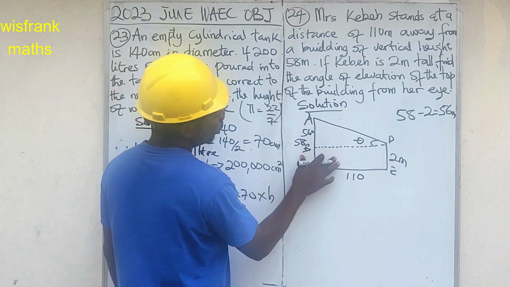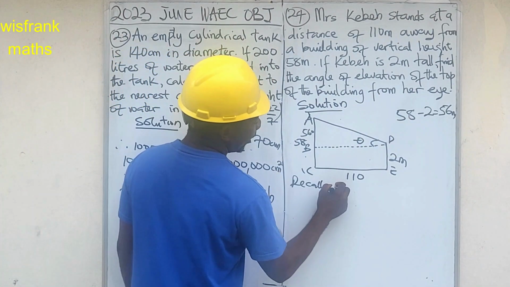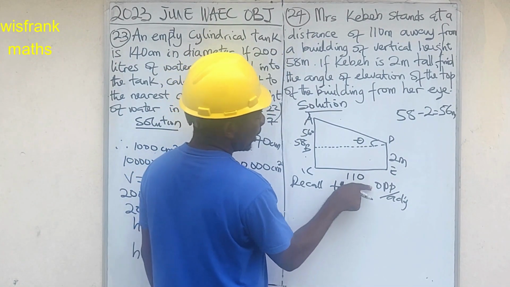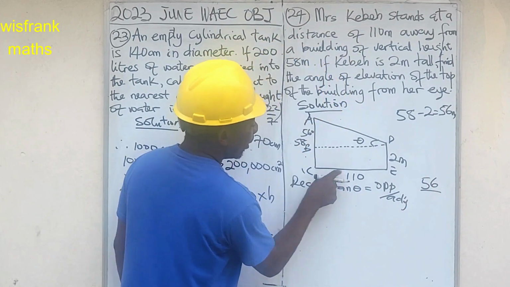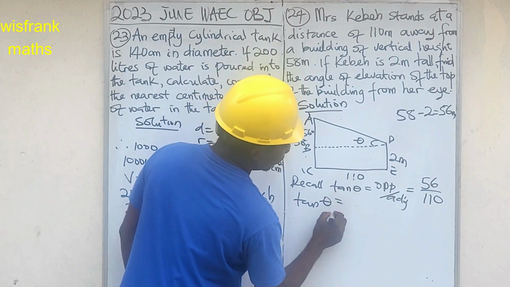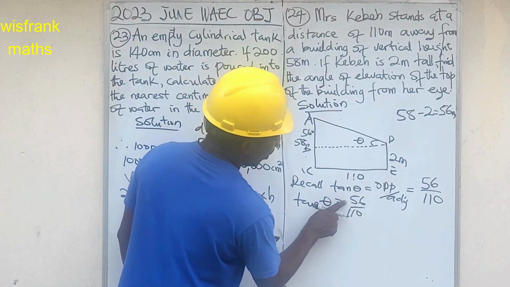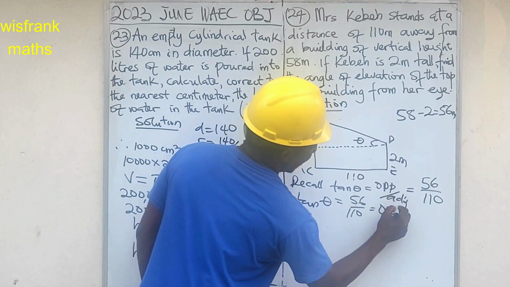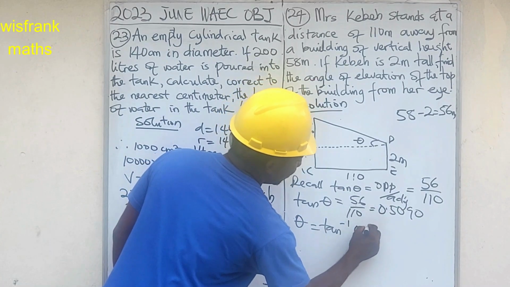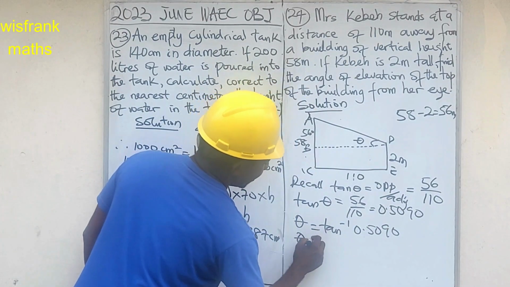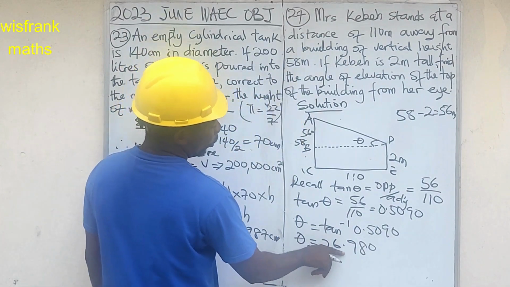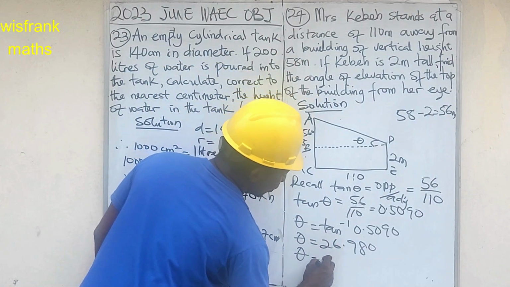Now, this is a trigonometric ratio problem, and we are going to recall that tan theta equals opposite over adjacent. So in this case, our opposite is 56 and our adjacent is 110. So here we have tan theta equals 56 over 110. When we divide this, it's going to give us 0.5090. So we have theta equals tan inverse of 0.5090. When we punch this, theta is going to be 26.98. So when we correct to the nearest degree, we have theta equals 27 degrees.